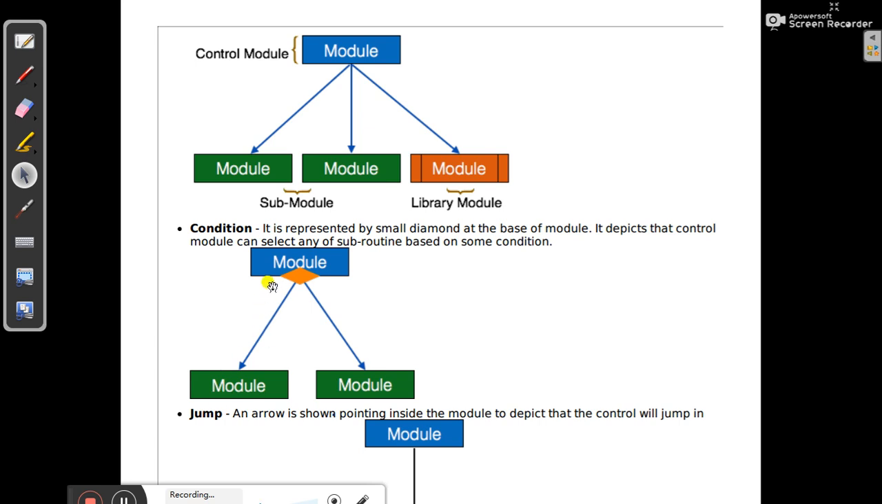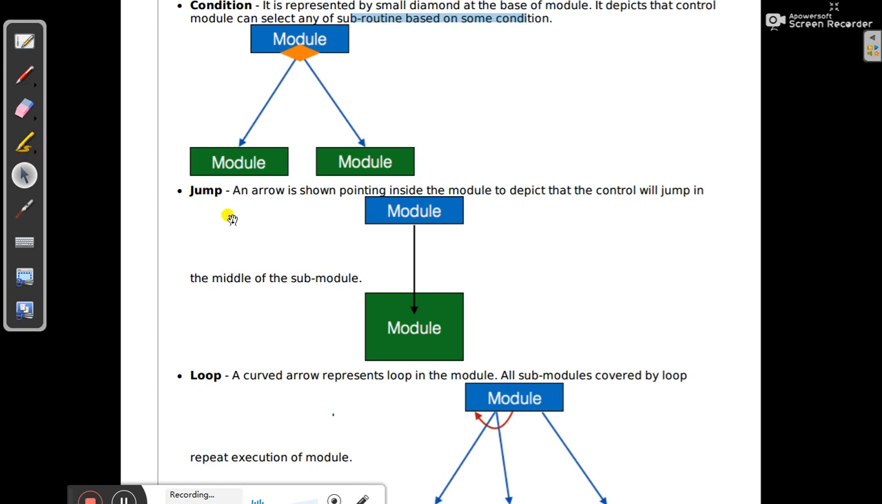And there is another notation, that is the condition. A condition is noted by this diamond symbol. If from this module one condition is satisfied, it might go this way, or it might go this way, and in that way you can represent the condition. It is represented by a small diamond at the base of the module. It depicts that the control module can select any of the subroutines based on some condition.